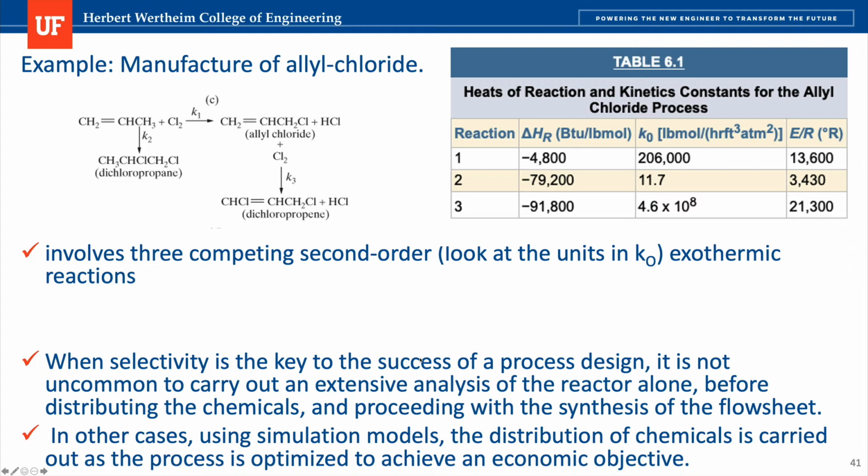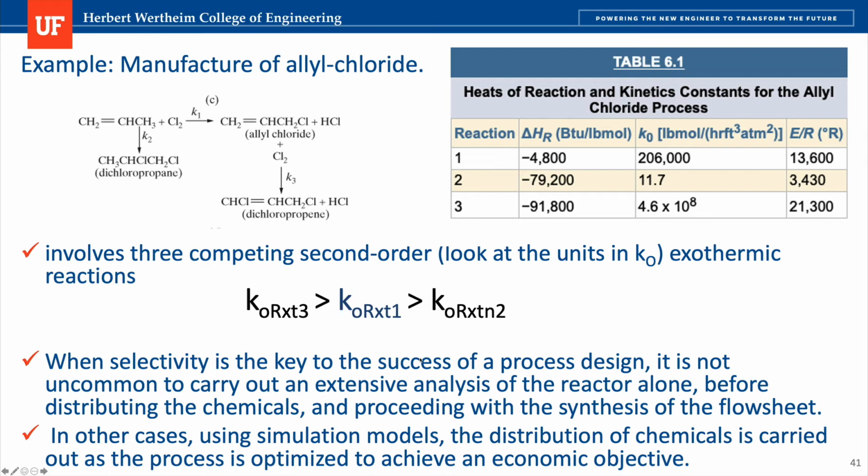Notice that this involves 3 competing second order exothermic reactions. You know that the reaction is second order just because of the units of the rate constant. If you look at the table, right, we notice that the rate constant for reaction 1 is in between the rate constant of reaction 3 and 2. So when we are looking at this type of reactions, when selectivity is the key to the success of a process design, it is not uncommon to carry out an extensive analysis of the reactor alone before distributing the chemicals and proceeding with the synthesis of the flow sheet.